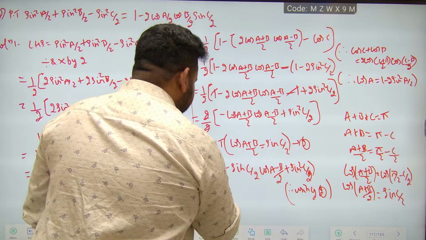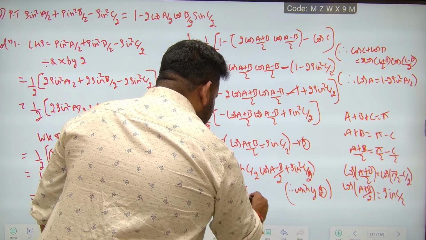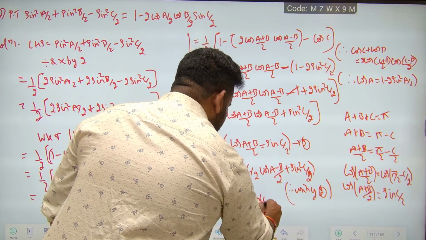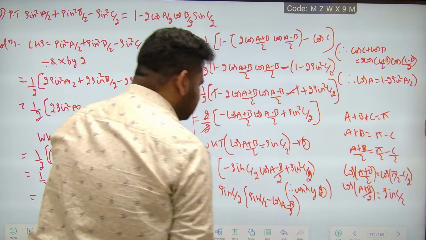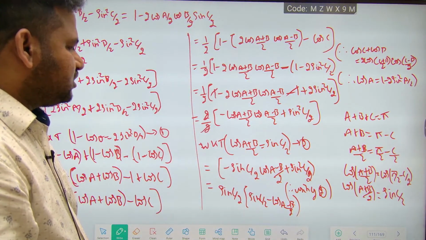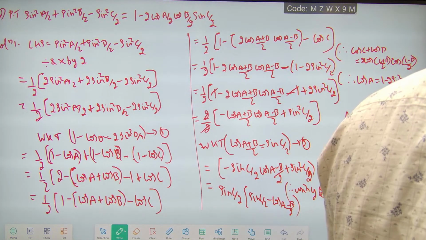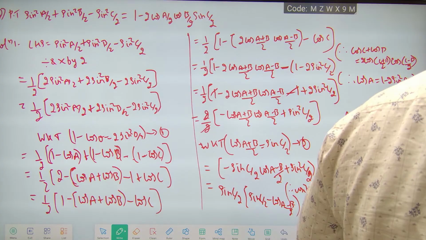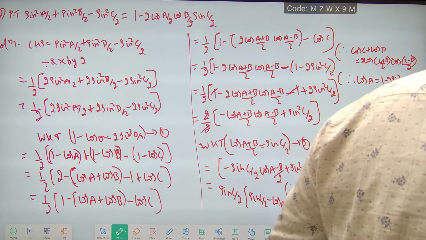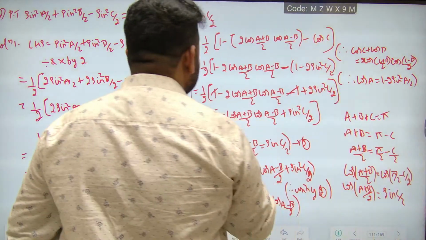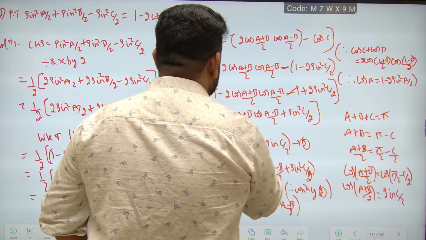So let me take sin C by 2 common. This will become sin C by 2 minus cos of (A minus B) by 2, minus cos of (A minus B) by 2, sin C by 2 into what I am getting. Here, 1 plus 1, this is minus of minus 1, so we will have 2 here.